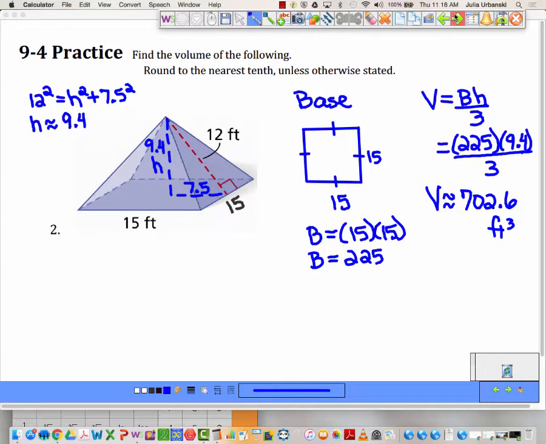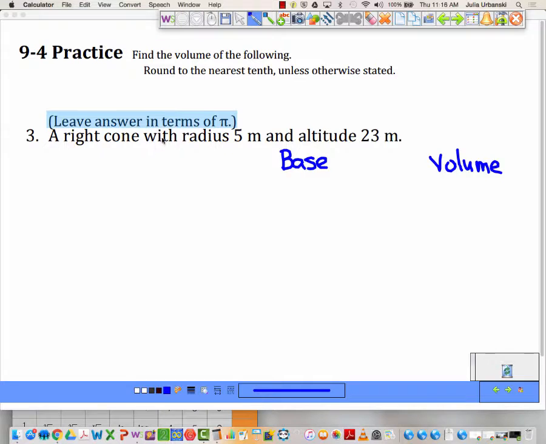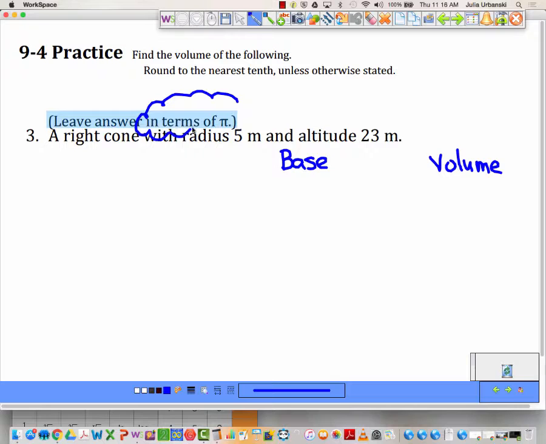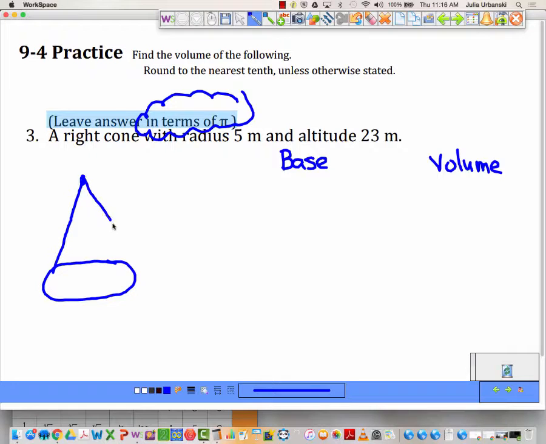Number 3. The thing about this one is it says to leave it in terms of pi. So we're not going to use the pi button this time. We're just going to leave everything in terms of the pi, and we're going to write everything else around. So what's the shape of this one? Cone. So draw a little cone. It's got to have a circle. It's got to have a vertex. It's got to come down and meet it. Okay, I know that's not good.